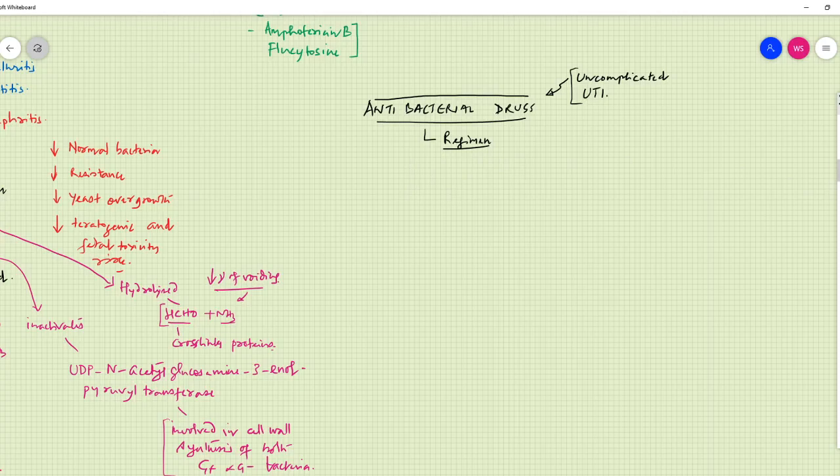So let's take the important spectra of UTI. Let's take cystitis first. Cystitis again, what is it? It is the inflammation of the bladder. And the first choice of drugs, so let's write first choice, let's write second choice, and then let's say for pregnancy.